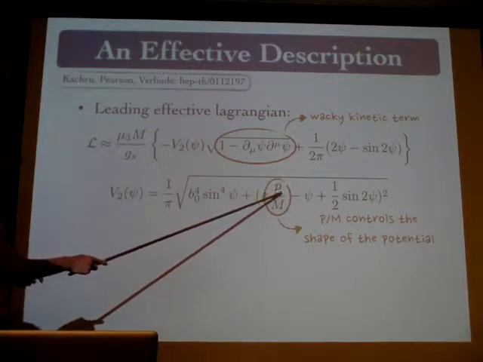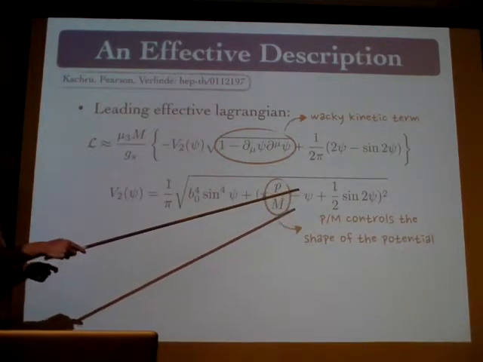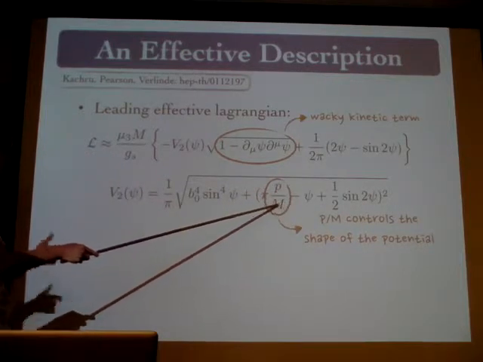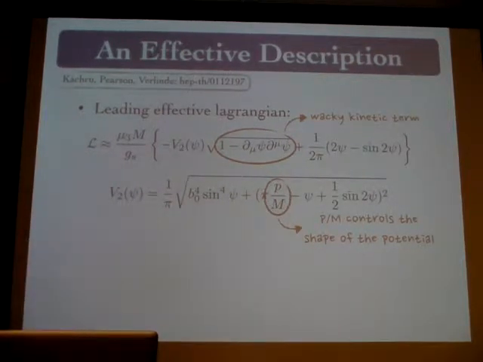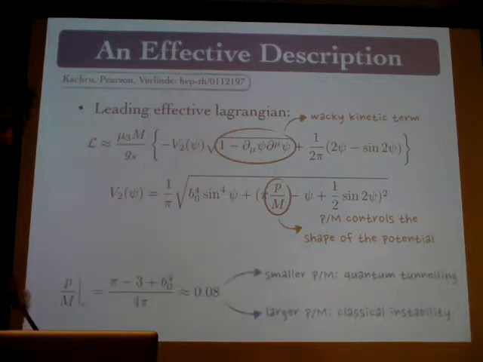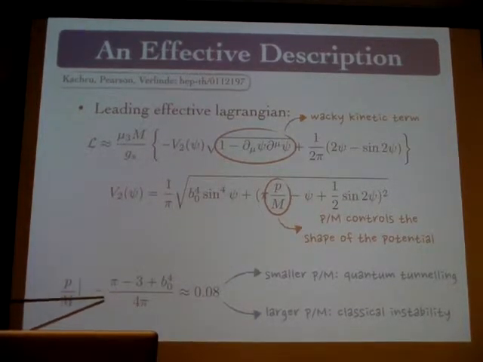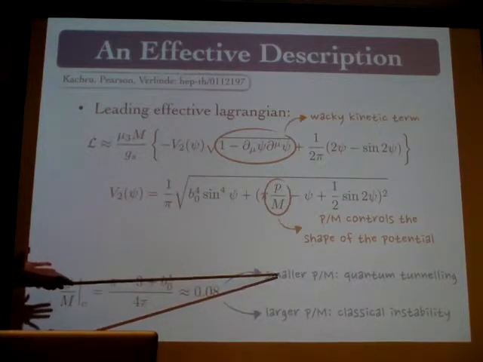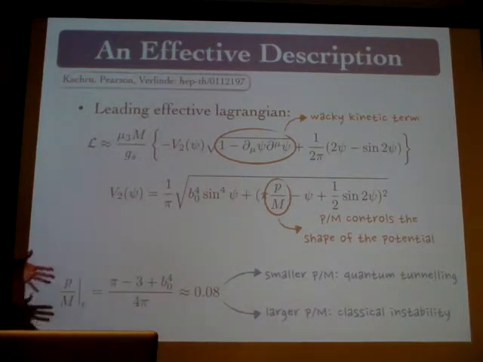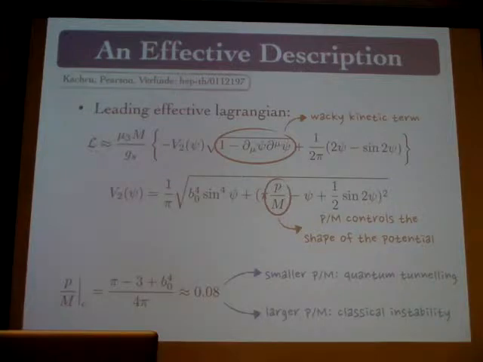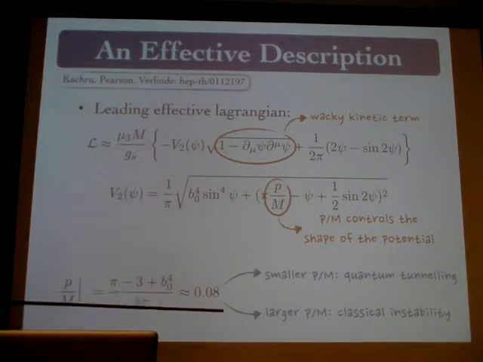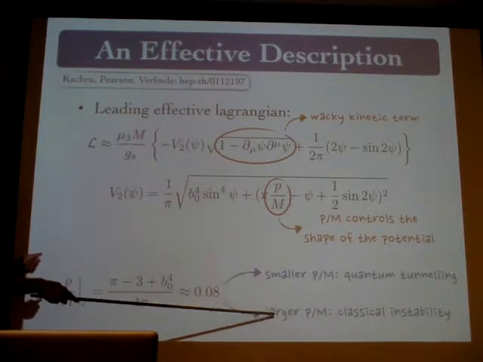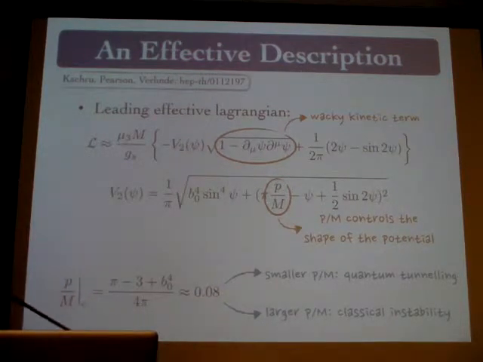P here is the number of anti-D3 branes on my throat, and M is, if you remember, one of the fluxes we have. In particular, they found that there is a critical value of this parameter, which is around 8%, such that for smaller values of P over M, this metastable vacuum I was talking about appears, as well as a true vacuum, whereas for larger values, there is no metastable vacuum, so the system is just classically unstable.